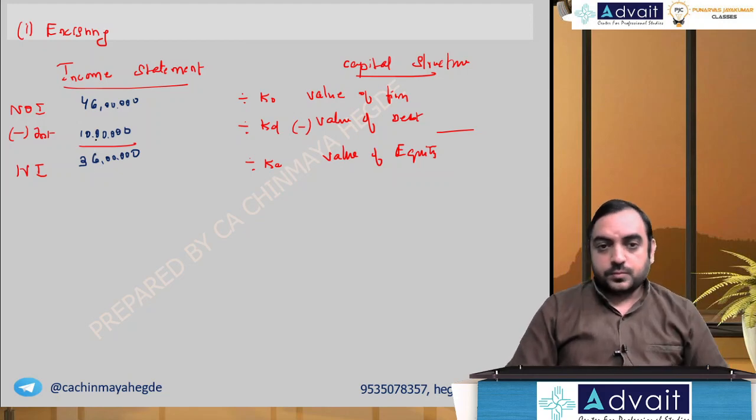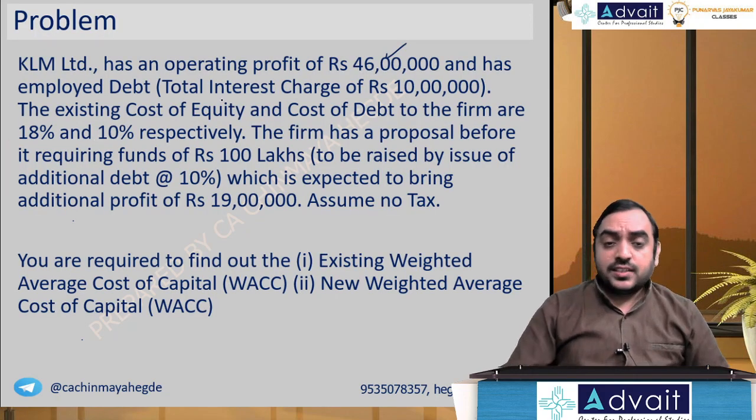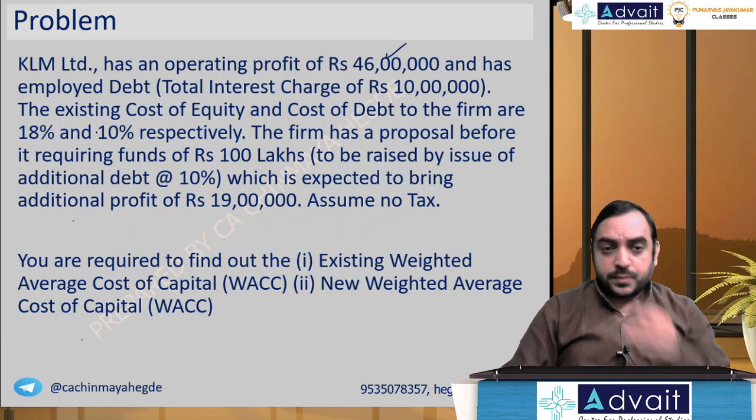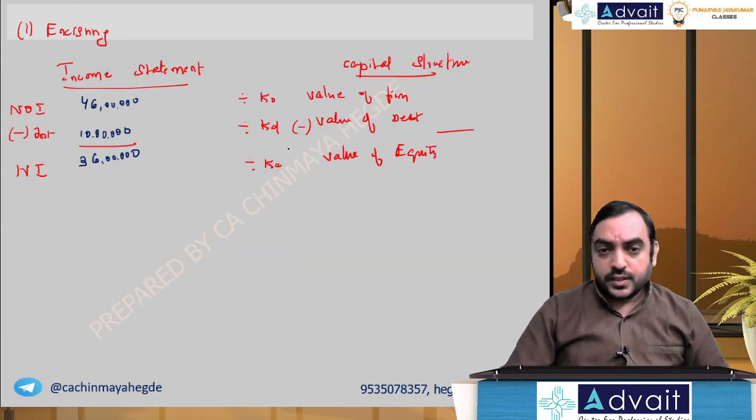Done. Then see what is given. Existing cost of equity 18%, cost of debt 10%.